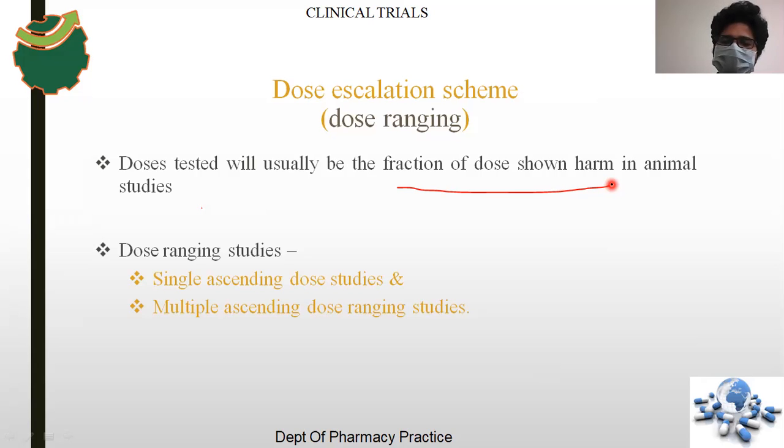So that's how we will start the dose range. We'll start with a low dose and see if there are any tolerability levels or toxic levels, or whether the dose is safe. So we come to know that this dose of paracetamol is safe in humans at a time. For doing that, we'll choose two studies: single ascending dose studies and multiple ascending dose ranging studies. We'll start with the single ascending dose studies now.